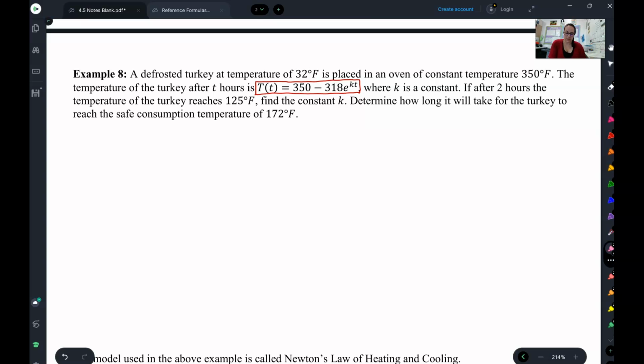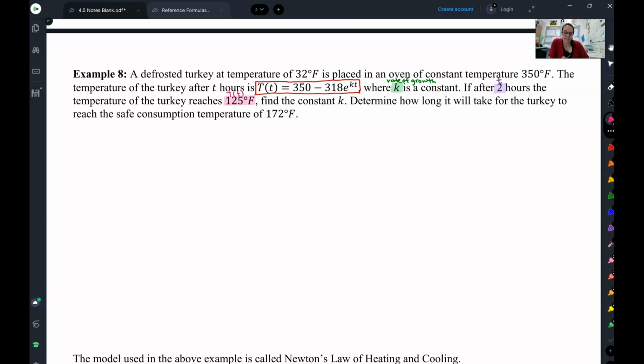Now let's label some things. It says where K is a constant, so that's probably like our rate of growth again. So K is our rate of growth. It says if after 2 hours, so that's going to be a time, the temperature of the turkey reaches 125 degrees. So that seems like that's going to be a final temperature. So that's going to be our T of t, our final temperature.